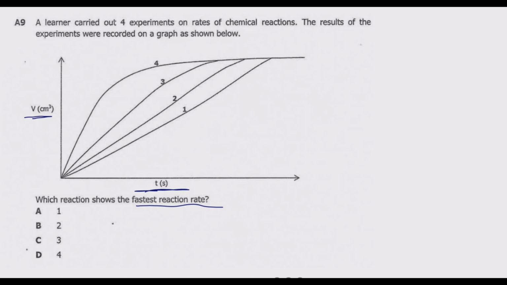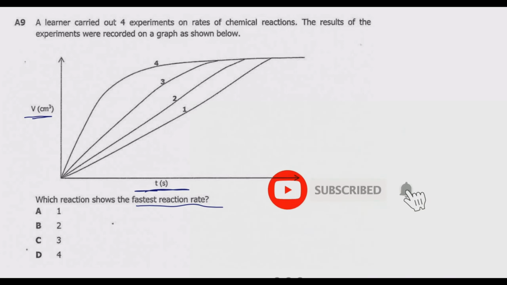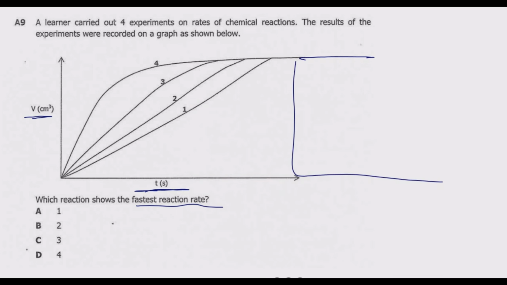What we need to understand about this graph of rate of reaction is that a zero gradient tells us that the reaction is completed. Like here, it is telling us that no matter the time we take, the volume here will not change, it will remain the same.